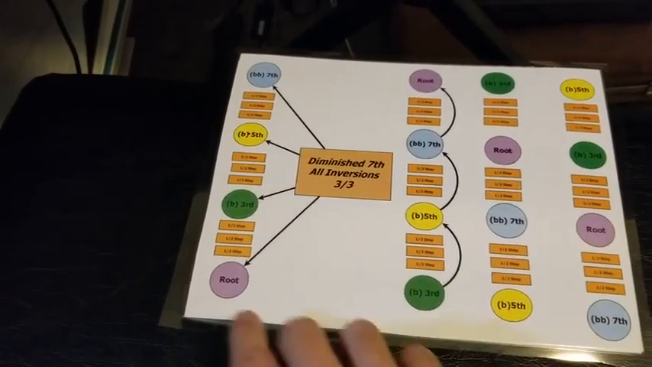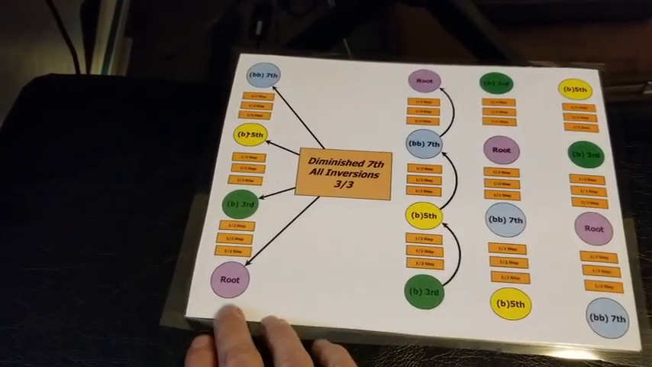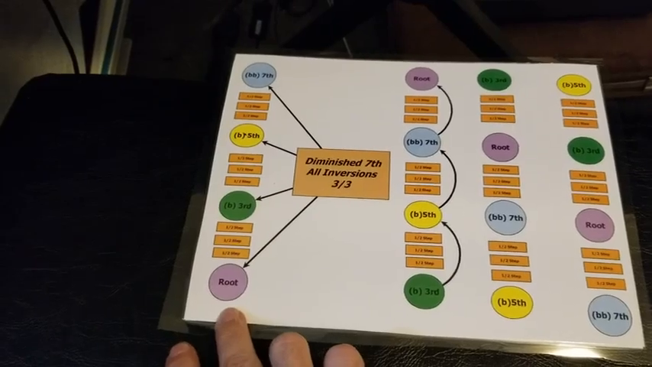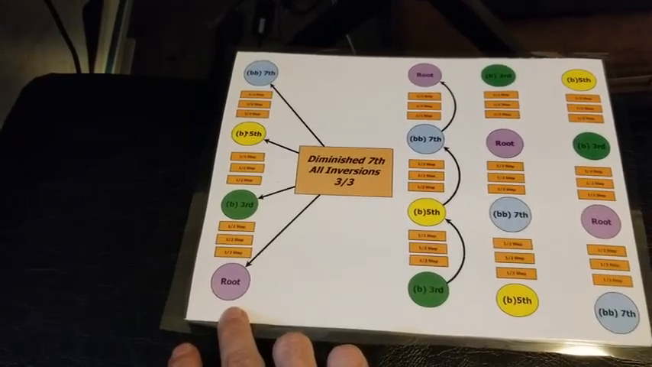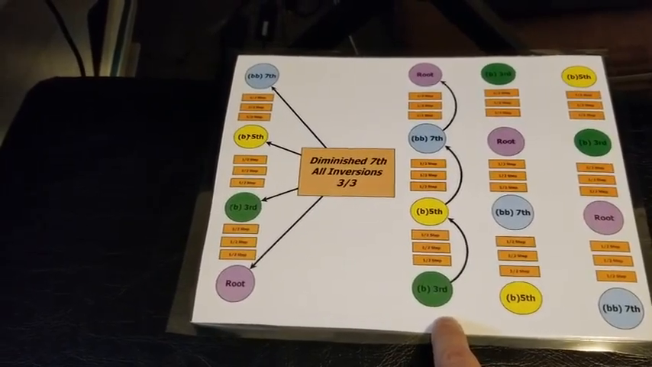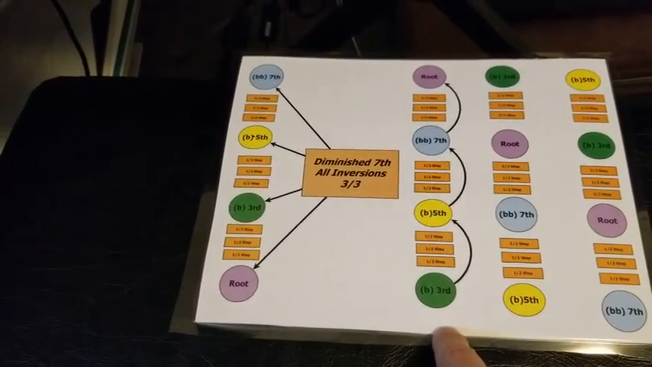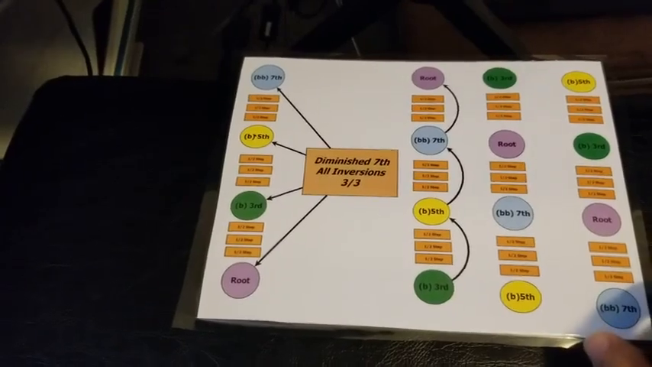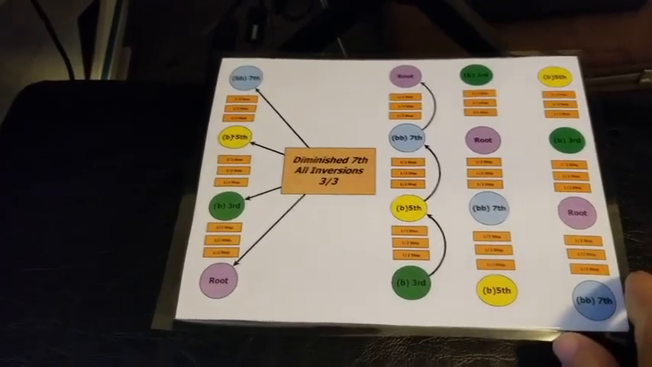For example, your C diminished in first inversion is going to be the same as an E flat diminished in root position, and so forth. But that is determined on whatever you want to call them.